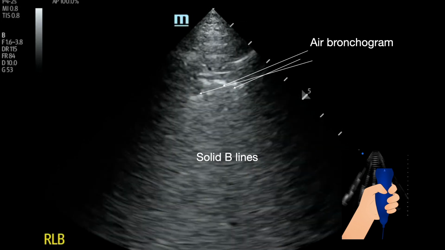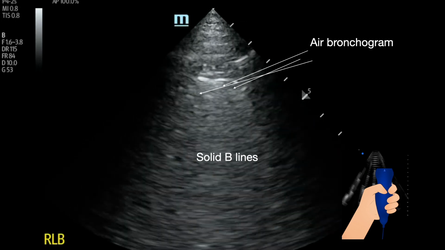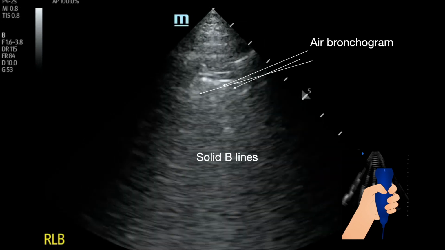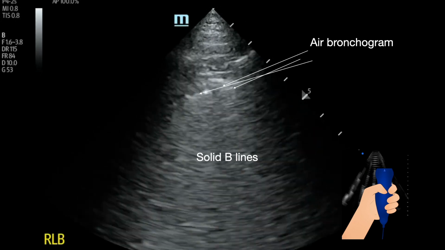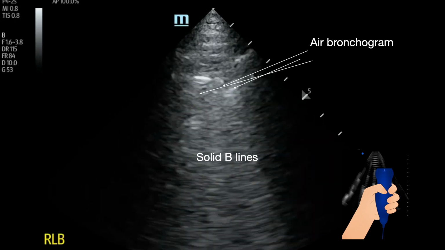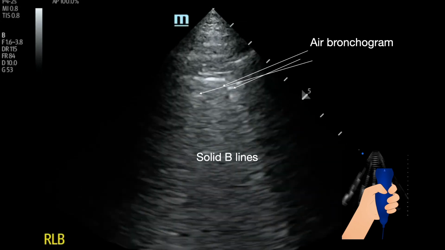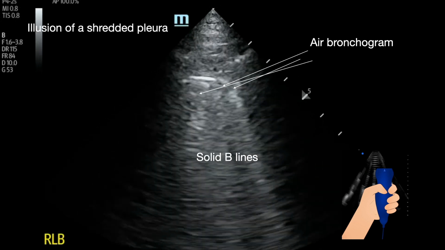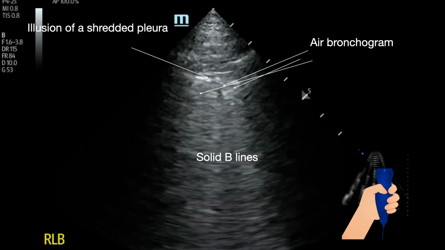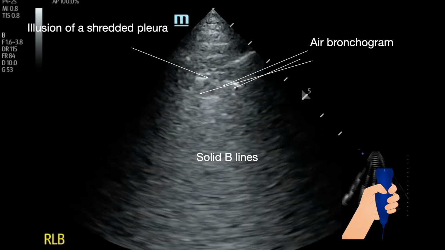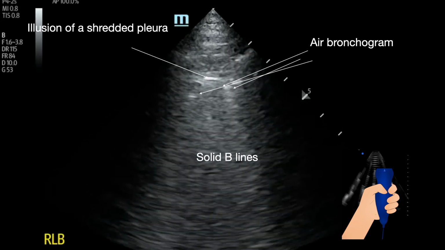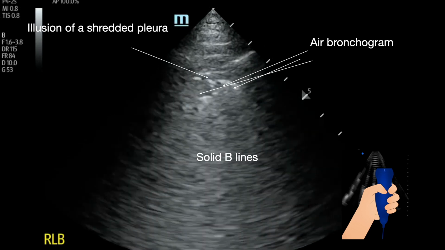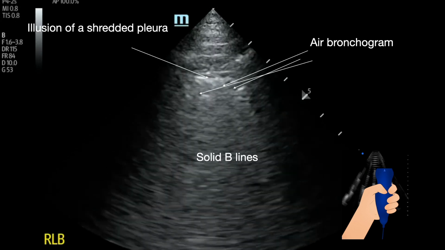Then these subpleural consolidations are associated to solid B lines. We don't see, just like in the other parts, consolidations all over the field, but in this case we see solid B lines. And then we have the illusion of a shredded pleura. You can see that the pleura does not appear normal and now appears shredded, which is secondary to the subpleural consolidation. And this is for this video.